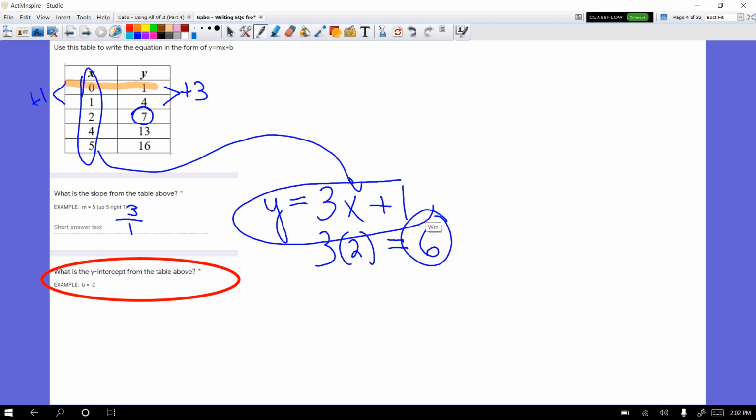Then you just wrote your entire equation. That's all. That's it. So I'm going to clear this off. I'm just going to do that one more time.